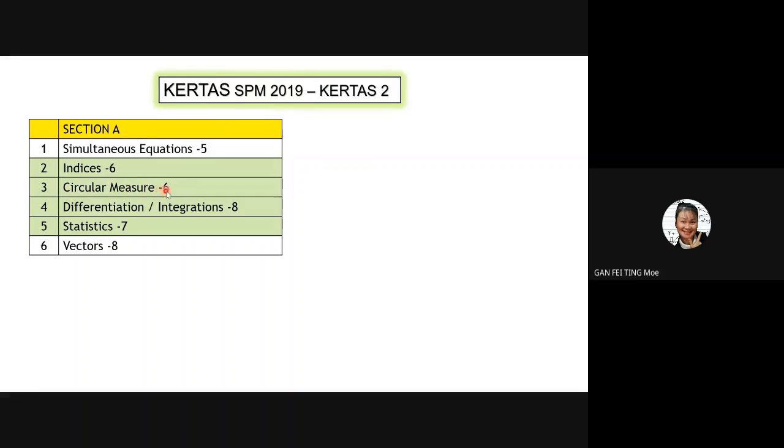Circular measure, 6 marks. Question number 4, differentiation and integration, they add together. These two topics, 8 marks. And question number 5, statistics, 7 marks. Question number 6, vectors, 8 marks.